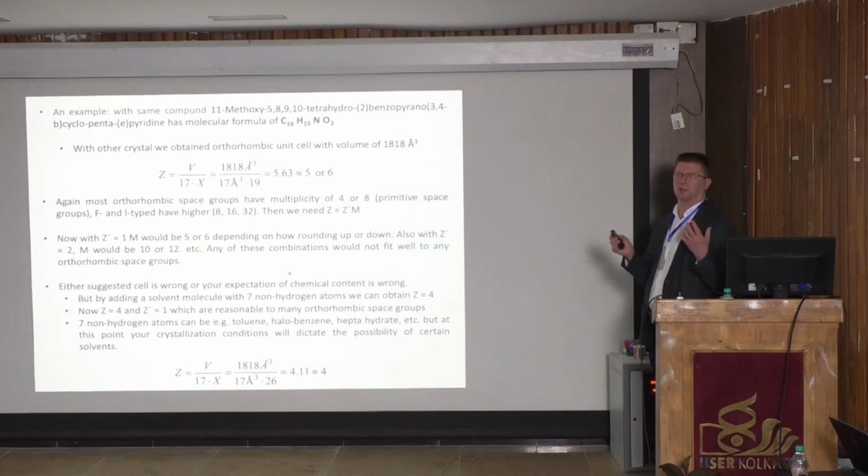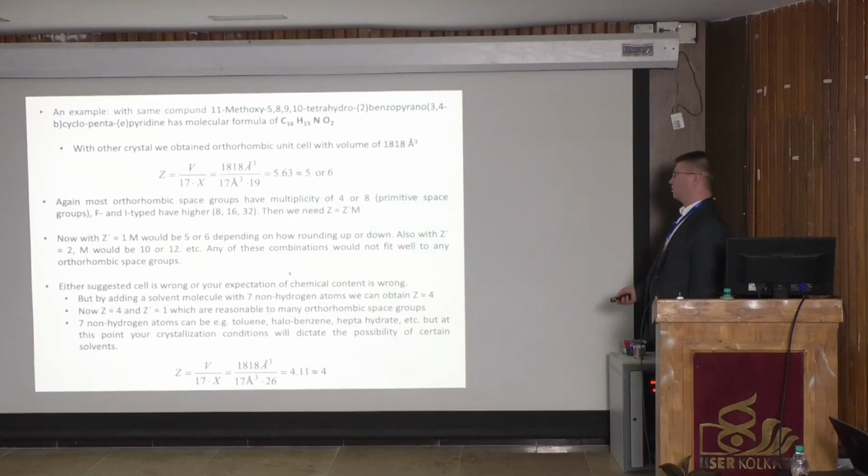Okay, let's think about something. Let's add, for example, solvent molecules. Let's add a toluene in there. We crystallized it from toluene. So could it be that our molecule is crystallizing with the toluene, and the toluene is part of the structure? And we just do this add. Now we redo the calculation. The only difference is that now into here we add 7, so this number will change to 26. We repeat this calculation and we get 4.11, which is 4.